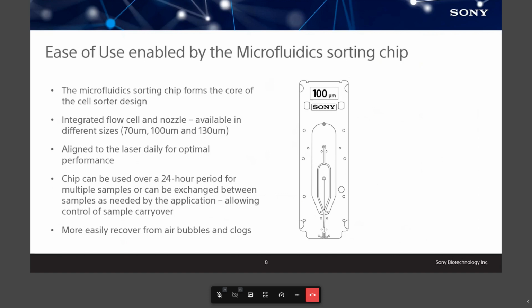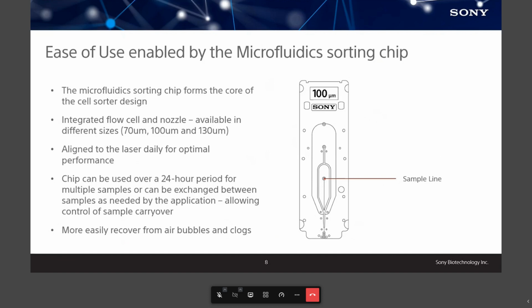Okay, so the heart of the MA900 is really this microfluidic sorting chip. This forms the core of the fluidics system. So this chip is both your flow cell and your nozzle, and it's available in different sizes. It is aligned to the laser daily for optimal performance, so you don't need to worry about shifts in alignment over time. Every single time you put a chip in, that chip is going to be aligned to the laser automatically. And so over time, your alignment is very consistent.